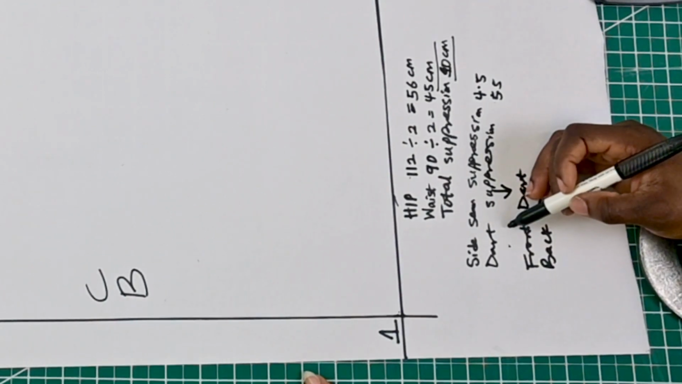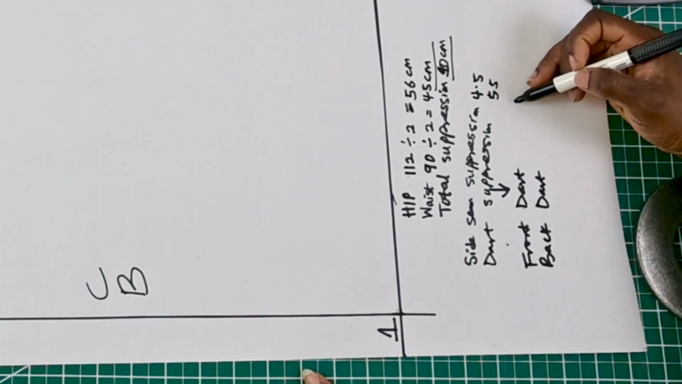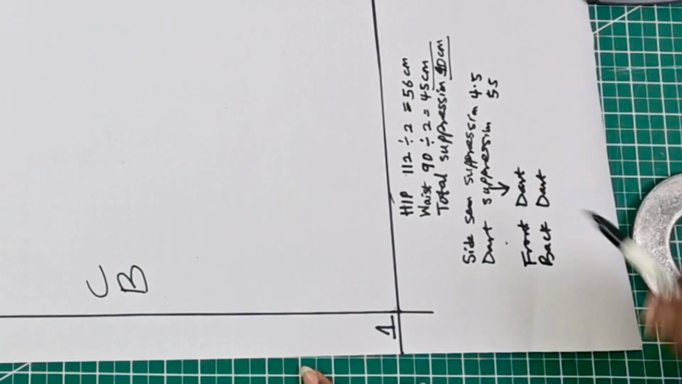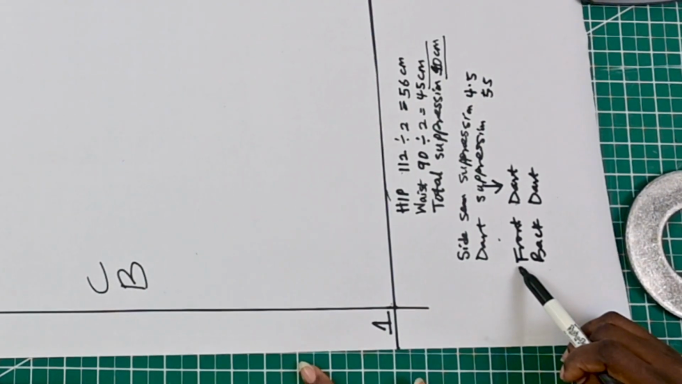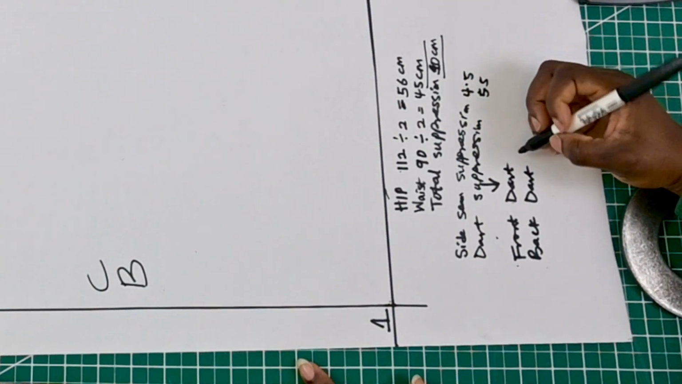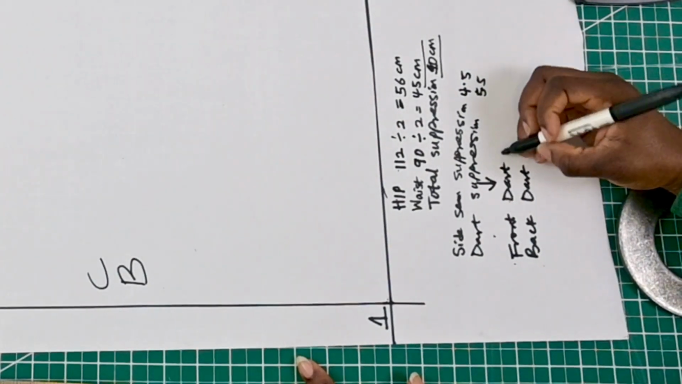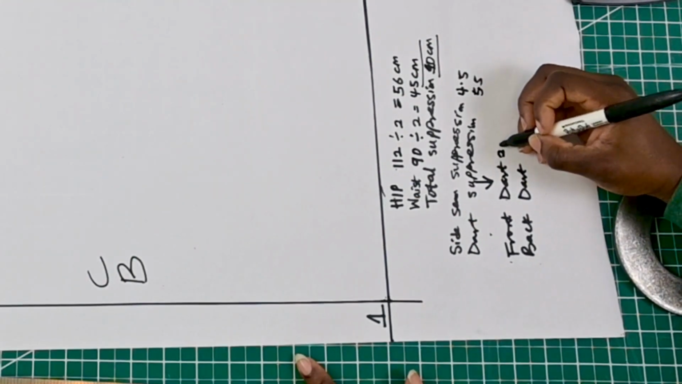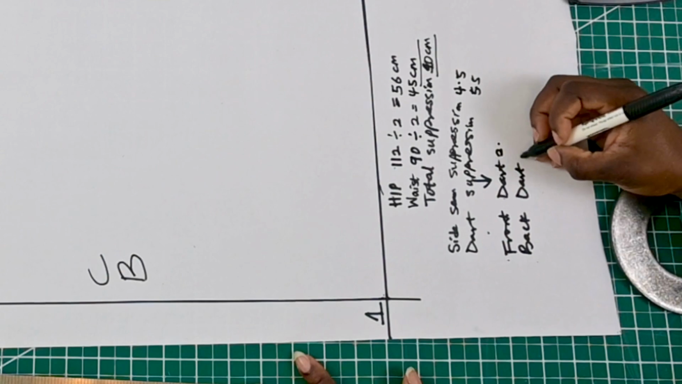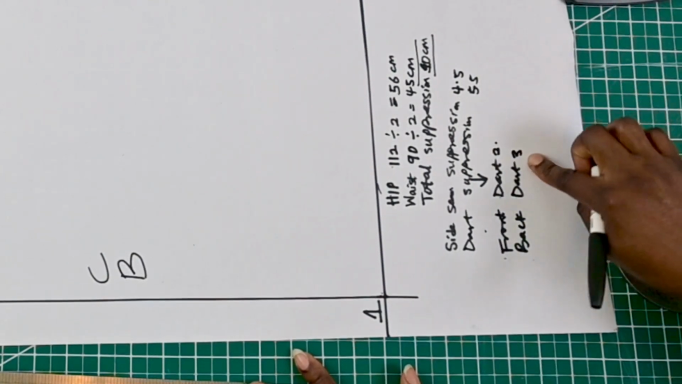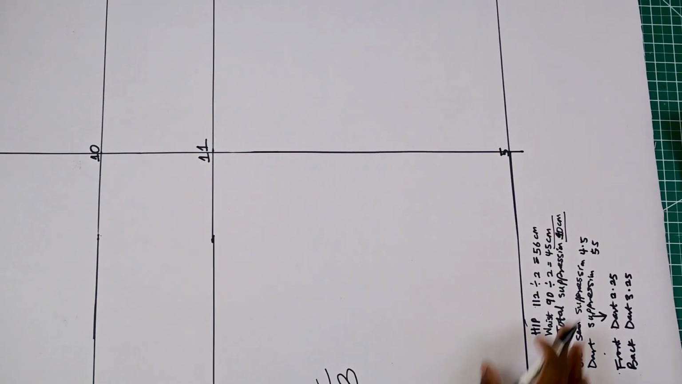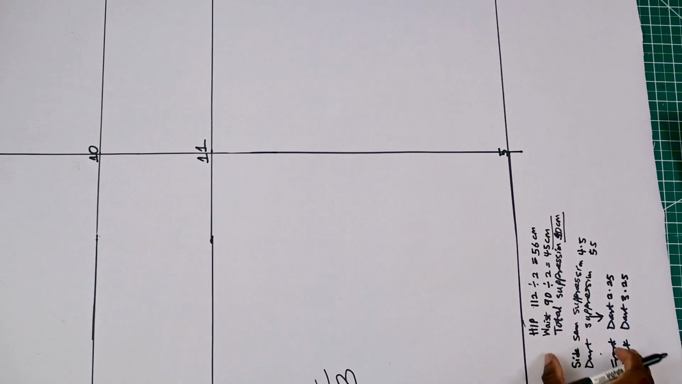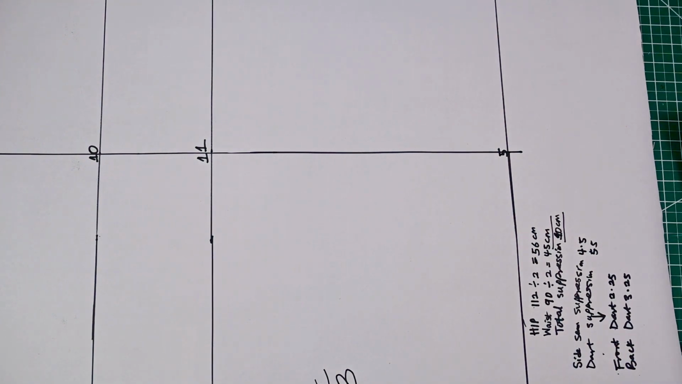So remember, our dart suppression here is 5.5, but when we're dividing this 5.5 into the front and the back, we want to make sure that the back dart should be more than the front dart by at least 1 cm. So let's say 5.5, the front dart, let's give this 2 cm, then let's give this back dart 3 cm. So 2 plus 3, that would be 5. Now we still have 0.5 left. Now we're going to divide 0.5 into 2, which means 0.25 is going to be for the front dart and 0.25 is going to be for the back dart.